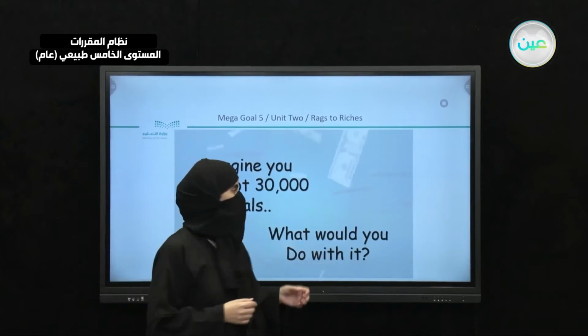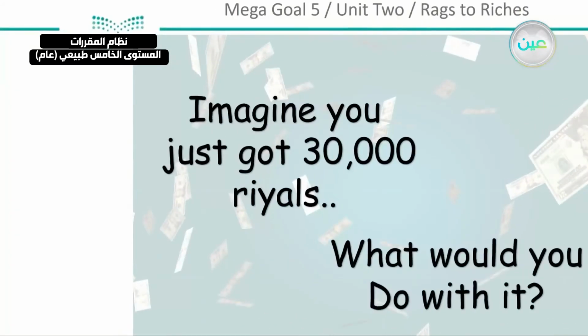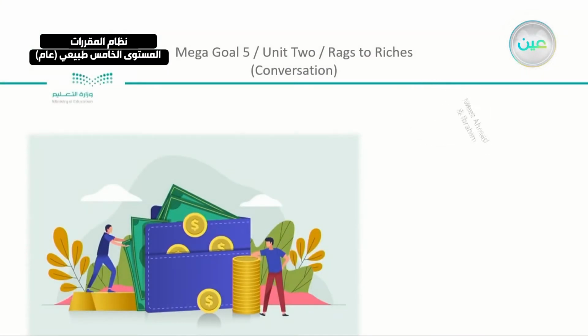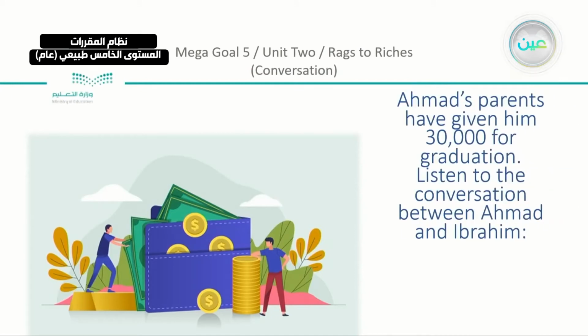That's why we have here a conversation between two young men, and we are going to meet Ahmed and Ibrahim. Now here we have Ahmed's parents have given him 30,000 for graduation. Listen to the conversation between Ahmed and Ibrahim. So I want you to just concentrate and listen to the conversation between the two boys. Ahmed, he got the 30,000. He has it now. So we're going to see now.